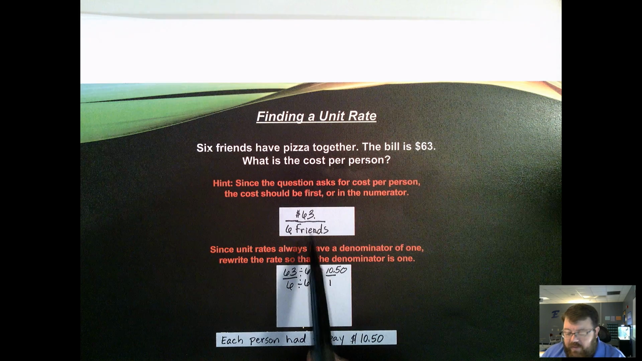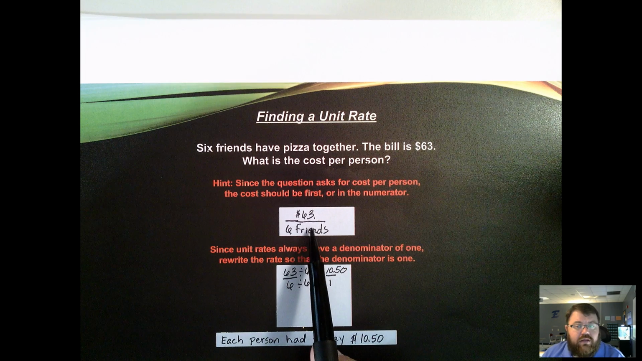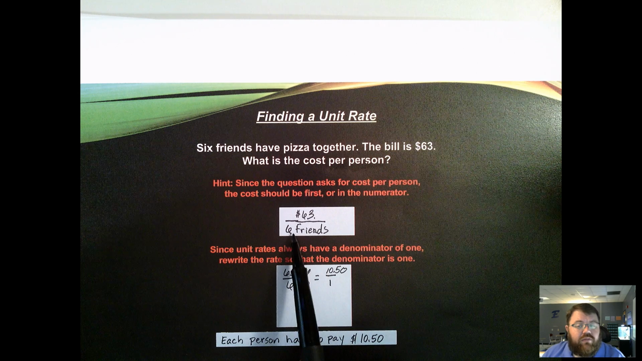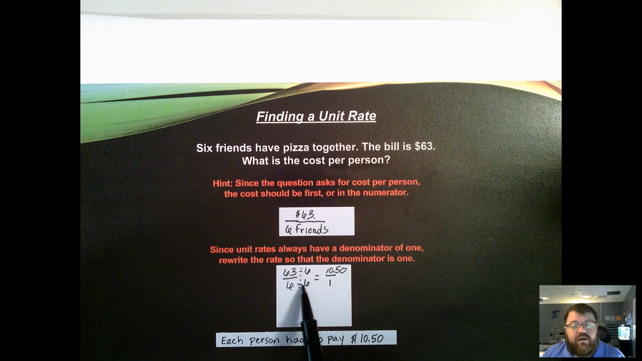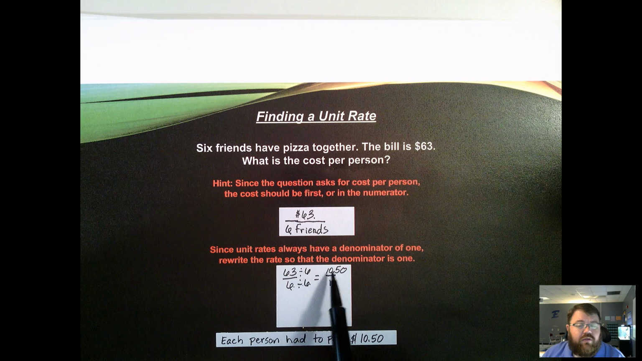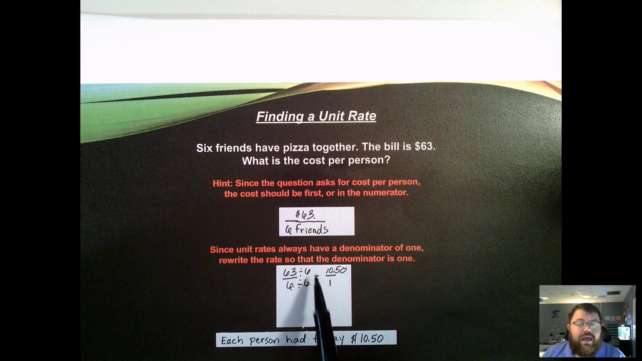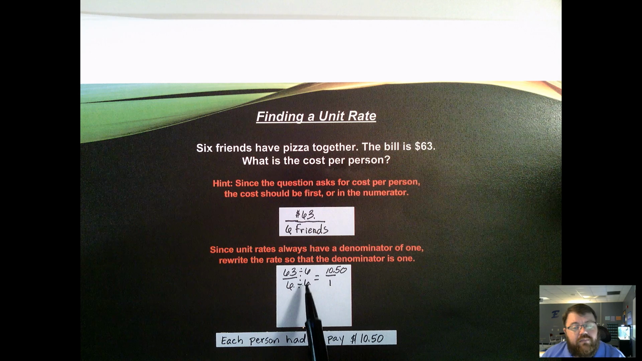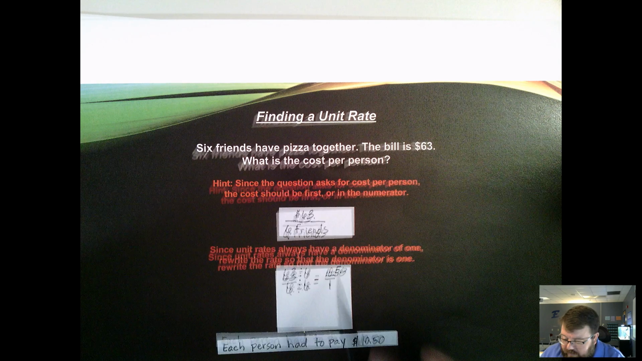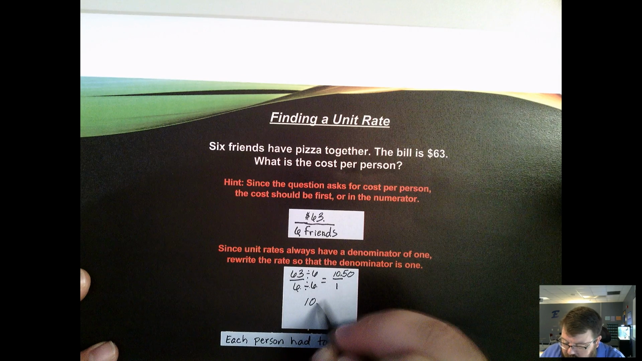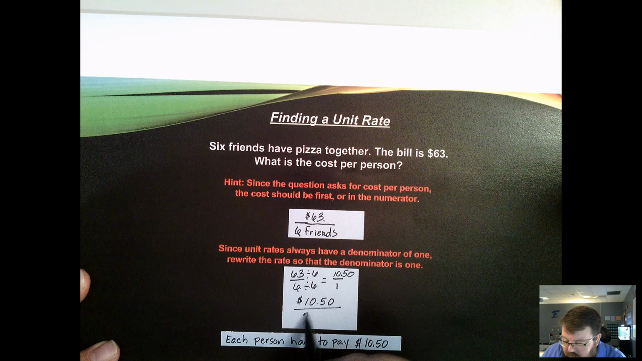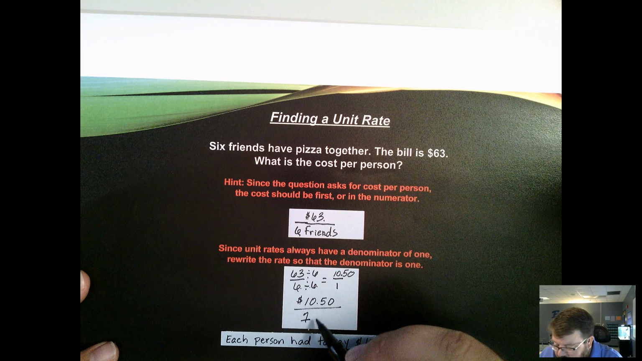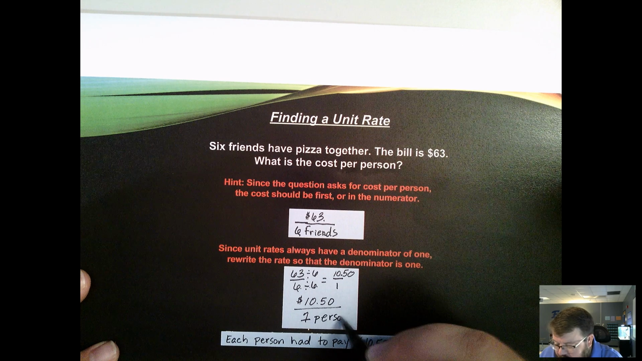To make it a 1, you always divide it by itself. Always. So once you make it to this point, what you need to understand is you got to divide both of them by whatever the bottom number is. So we have 6 divided by 6, which is 1, and 63 divided by 6, which is $10.50. I had to divide the top by 6 because I divided the bottom by 6. Now what I would like for you to do is do not forget your units. So $10.50, 1, and you can write person if you would like. Okay?